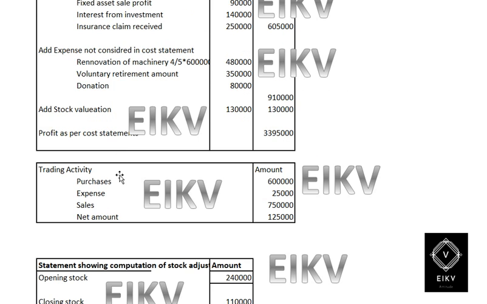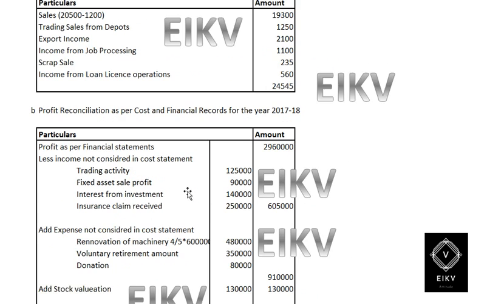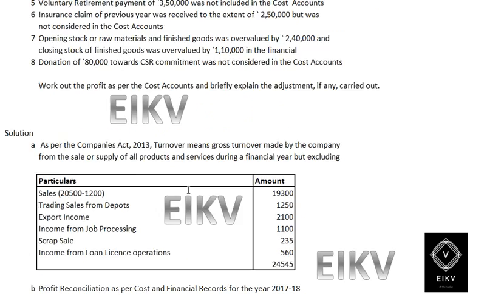Then we have the trading activity summary, which will give sales of rupees 7,50,000 minus the expense of rupees 25,000, and the purchase of rupees 6 lakh will give the profit of 1,25,000. So these are the details of this illustration.